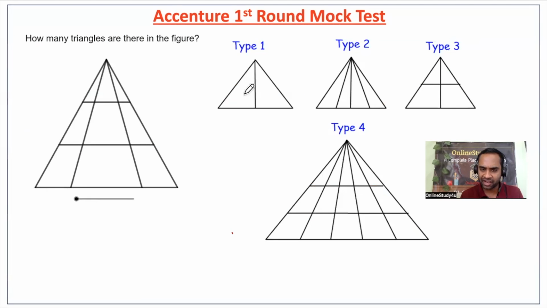So friends, you see type 1. Here you write 1 and here you write 2, right? And then add both. So 1 plus 2 will become what? 3. That means the total number of triangles will be 3.